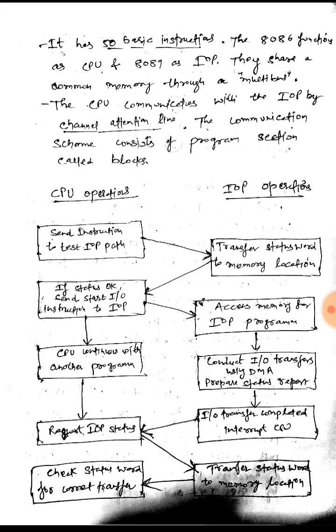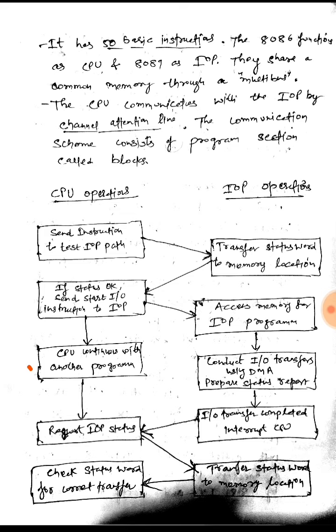So it will act as an interface between the input output devices or peripheral devices and the CPU. They share a common memory through multibus. The CPU communicates with the IOP by channel attention lines. The communication scheme consists of program selection called blocks. So we can see here in this block diagram the communication between the CPU and the IOP operations.